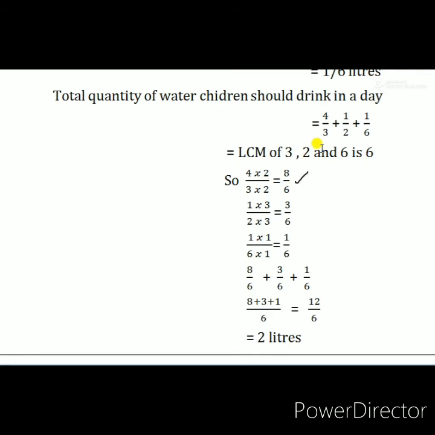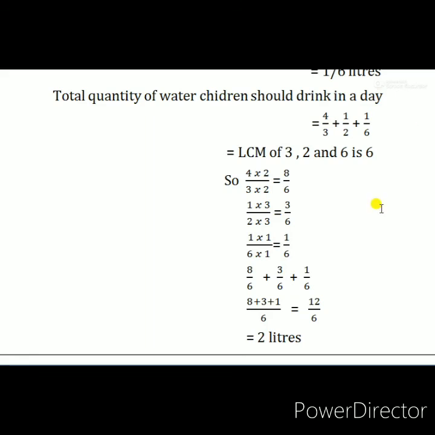Now the next one, 1 upon 2. To get the denominator as 6, we multiply this fraction by 3. 1 multiplied by 3 is 3 and 2 multiplied by 3 is 6. So the equivalent fraction of 1 by 2 is 3 by 6. Here also the denominator is 6. Now the last fraction: there is no need to convert it because its denominator is already 6. There is no need to convert, but I have shown it: 1 multiplied by 1 is 1 and 6 multiplied by 1 is 6.